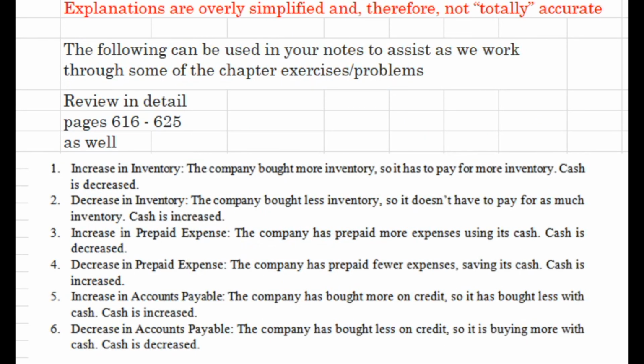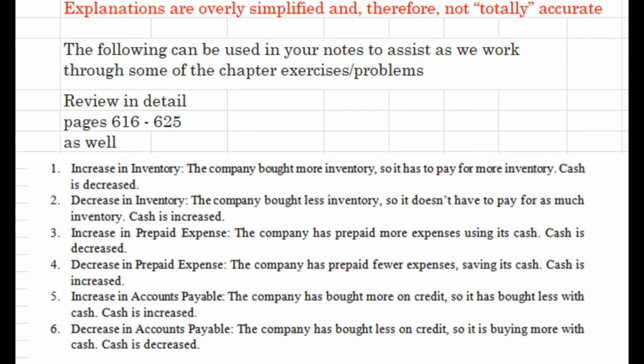Again, additional information. When you see an increase in inventory, when you see a decrease in inventory, the book is trying to explain why and give you a little more hands-on understanding of why you would add and why you would deduct. So you can read down through these as well. Prepaid expenses, increase, decrease; accounts payable, decrease, increase; and how it affects your statement of owner's equity.